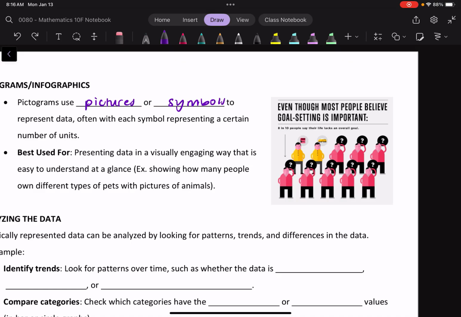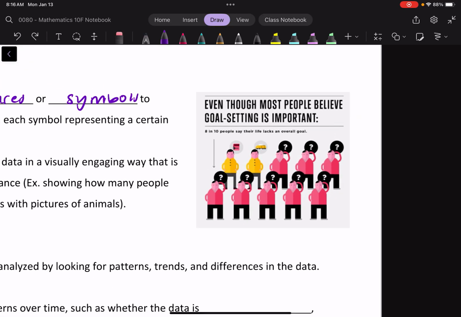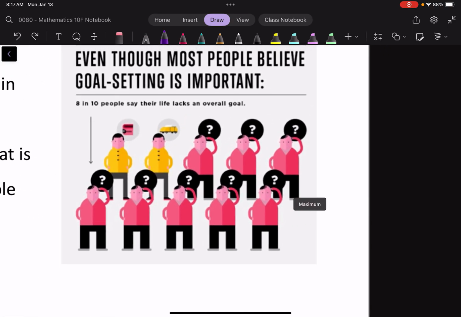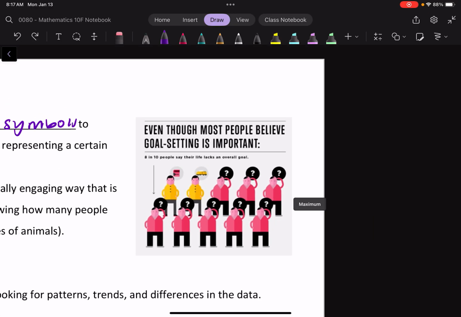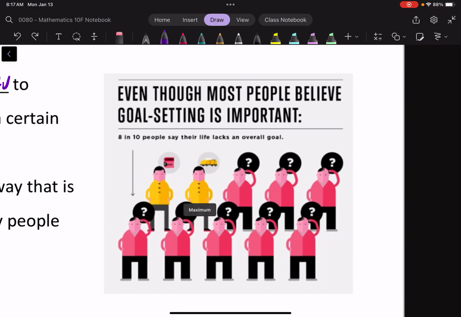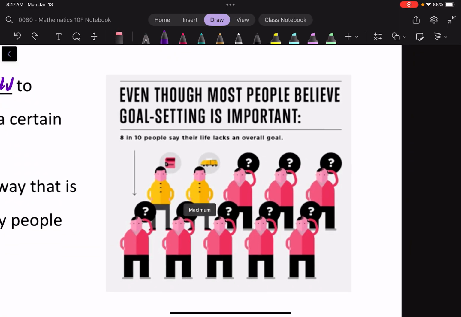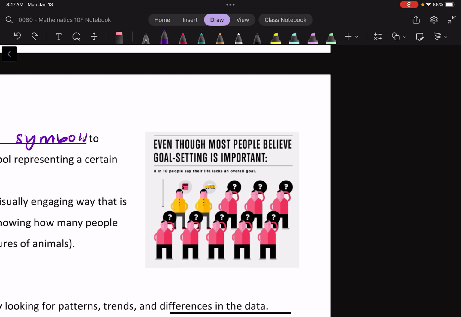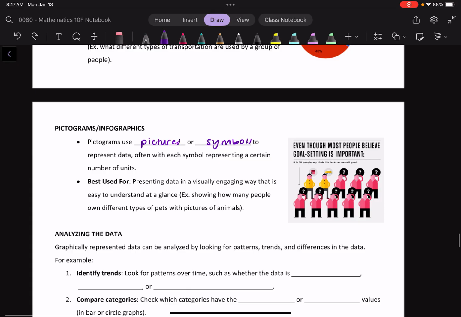And so I think that if I showed this to a 3-year-old, they would be able to tell me, oh, there's more pink people than yellow people. A 3-year-old doesn't understand the context because they can't read everything, but they can still understand a little bit of what's going on. And if you show this to a 3-year-old, with those pictures of what they're thinking, they might go, well, 8 people don't know because 8 people have thoughts that are questions, and 2 people might know because 2 people have those thought bubbles with things inside of them, right? So a pictogram is really there to appeal to the masses and to be visually engaging.